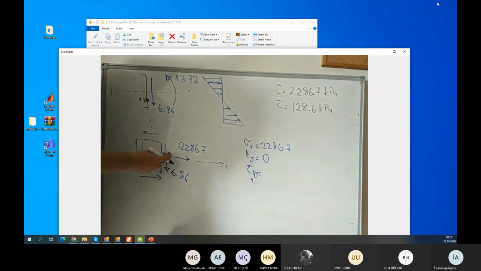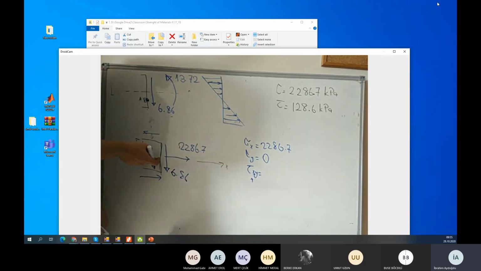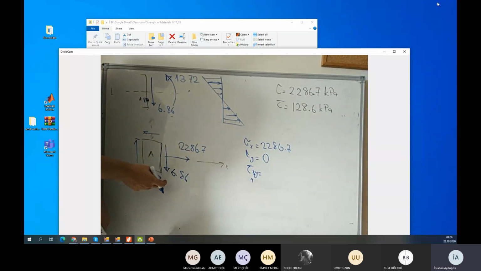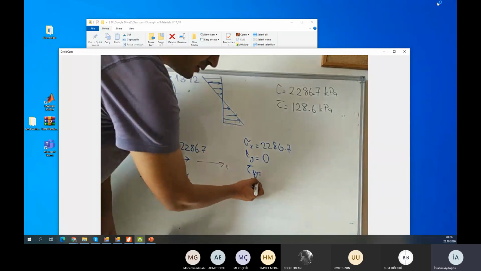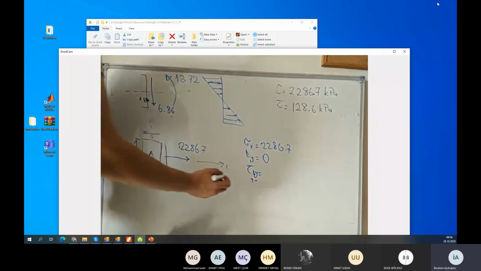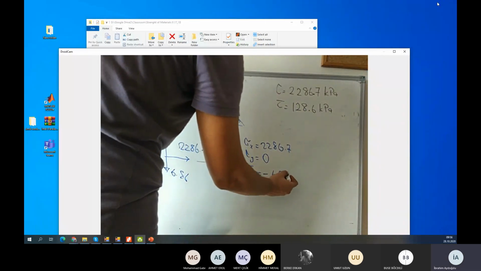Okay, x represents the surface. We have the positive x surface, therefore I write positive, okay? Y represents the direction. You can see the direction is positive y or negative y. It is negative y. So multiplication of positive and negative is negative. So I need to write the negative 6.80.